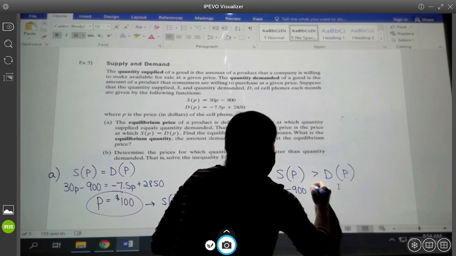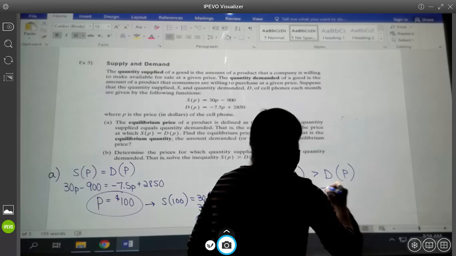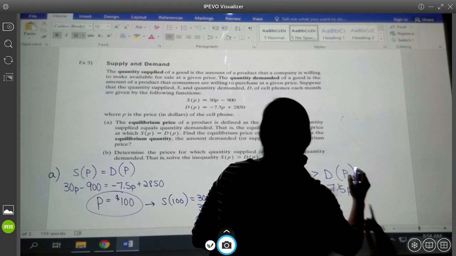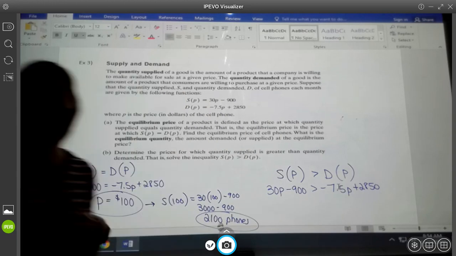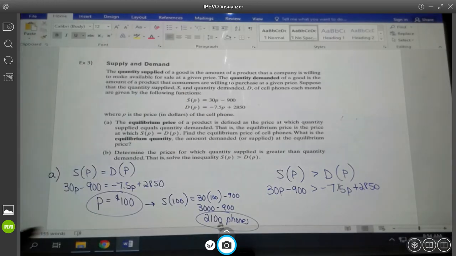You're going to get P is greater than 100. So if the price of the phone is bigger than $100, the supply will be more than the demand. So that's not good for the company. So they're not going to want to sell this phone for more than $100.